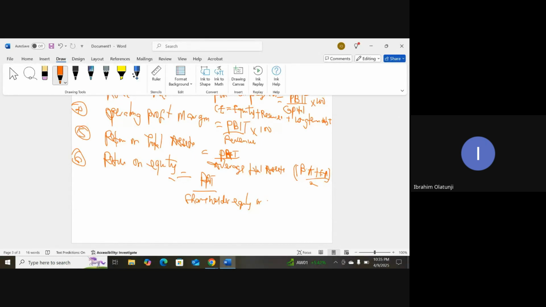Or if we don't see that one, we can say total equity. We can say PAT all over average of shareholder equity or total equity. The average of the shareholder equity will be shareholder equity at the beginning plus the shareholder equity at the end divided by 2. That's the meaning of the average shareholder equity or total equity.